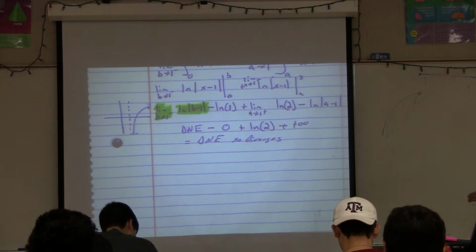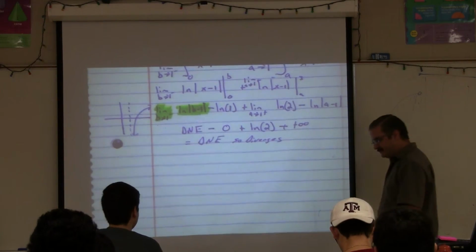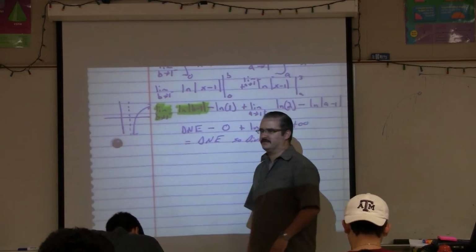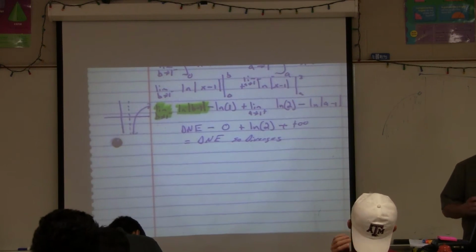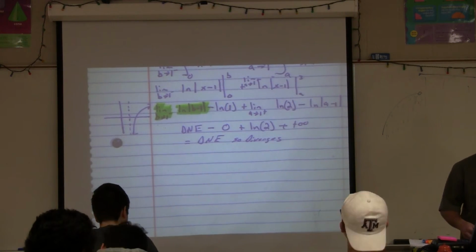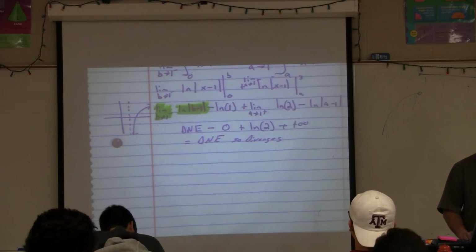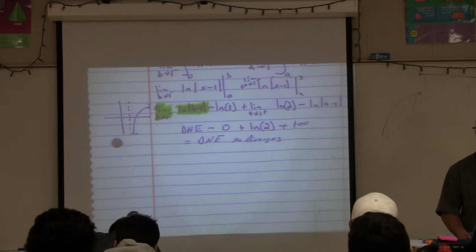The limit does not exist, it diverges. If the limit exists, then it has to converge. You're getting a finite number. I know the DNE was there, it would still diverge, right? If the DNE wasn't there, yeah, it would still diverge to infinity.